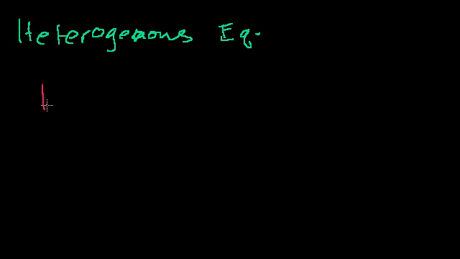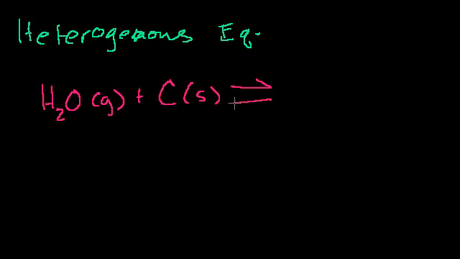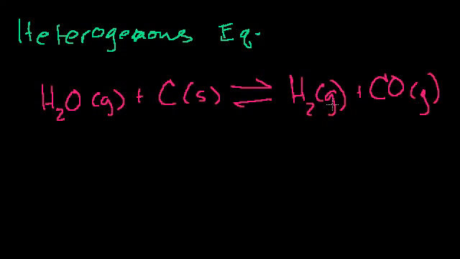So let's say I have H2O in the gaseous state, and that's essentially steam, so it's not going to be the solvent this time, plus carbon in the solid state. And let's say that that's in equilibrium with hydrogen in the gas state, plus carbon dioxide in the gaseous state. This is a heterogeneous equilibrium because you have things in the gaseous and the solid state.